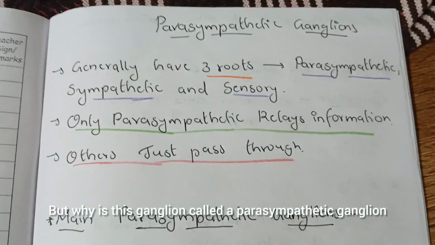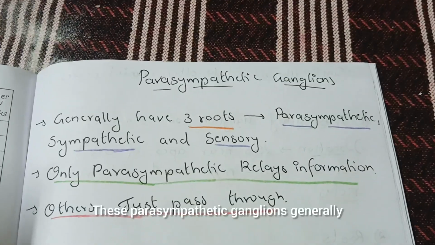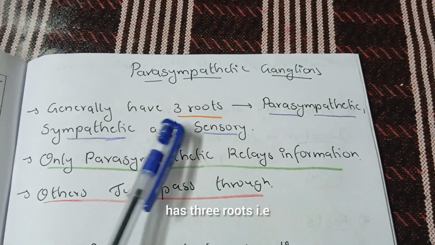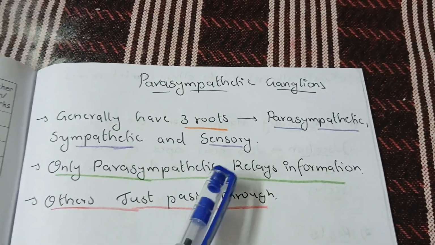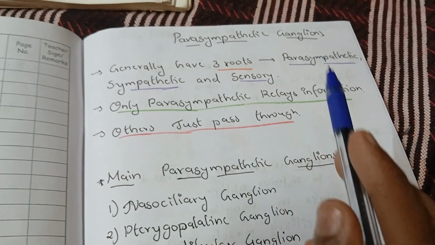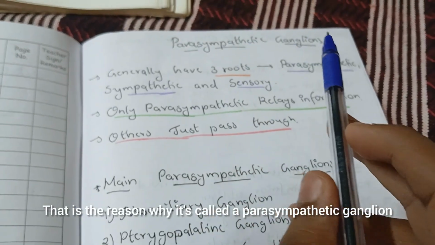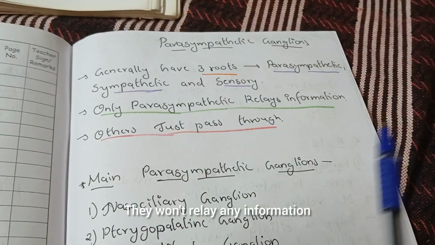But why is this ganglion called a parasympathetic ganglion? These ganglions generally have three roots: parasympathetic root, sympathetic root and sensory root. But only the parasympathetic root relays information. That is the reason why it's called a parasympathetic ganglion. Others will just pass through them. They won't relay any information.